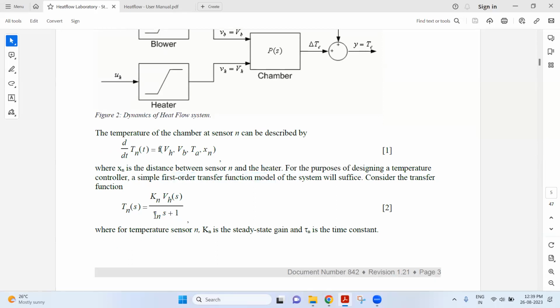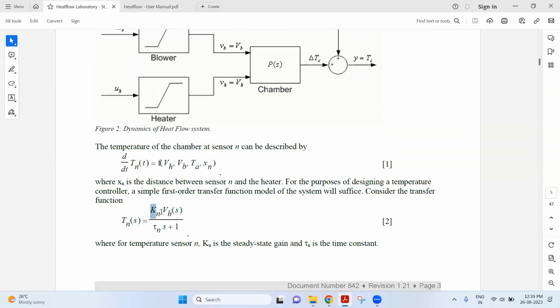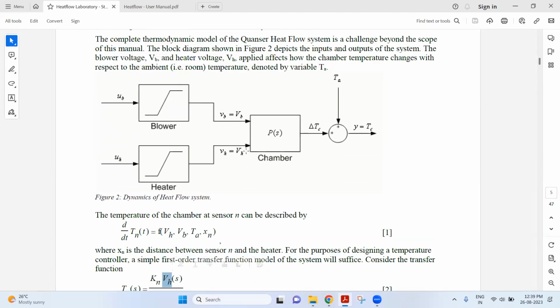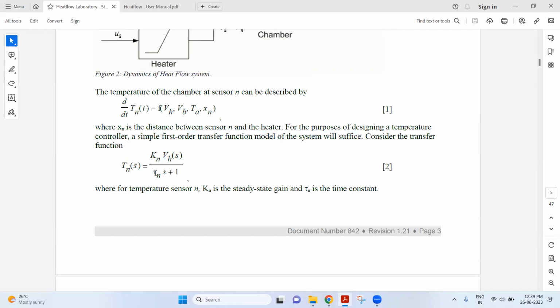What is this transfer function for this model? Kn is the steady state gain; I'll explain it in the graph. VH is the voltage of the heater, and tau n is the time constant, the time taken here. We write it as tau s plus 1. This is basic in control engineering. We need to focus only on these three things: Kn is the steady state gain, and tau n is the time constant.